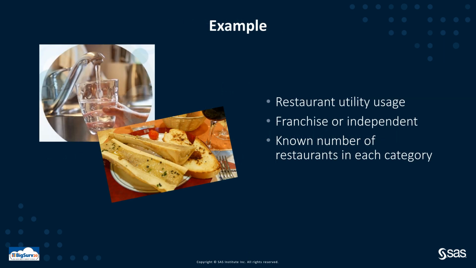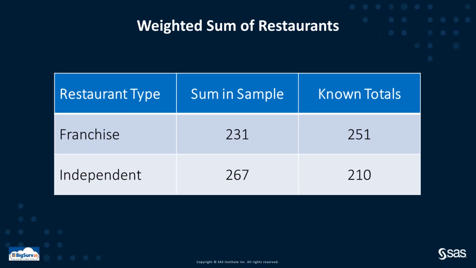For example, suppose a survey is to estimate the utility usage among restaurants in a county. The total numbers of franchised and independent restaurants are readily available in the county's record. So if you use the sampling weights to sum up the numbers of restaurants in the sample for each category, the total numbers of the restaurants should match the records on file. However, that's normally not the case, as shown in this example.